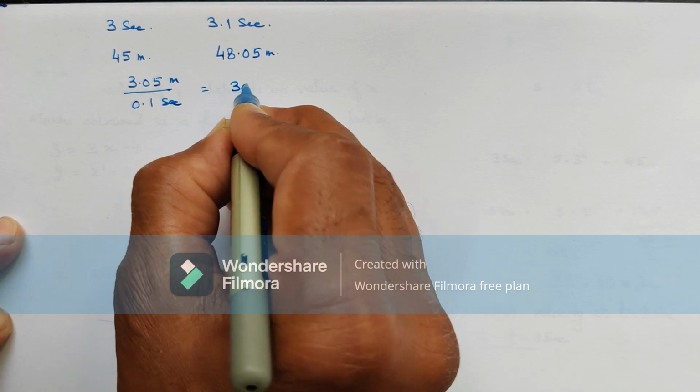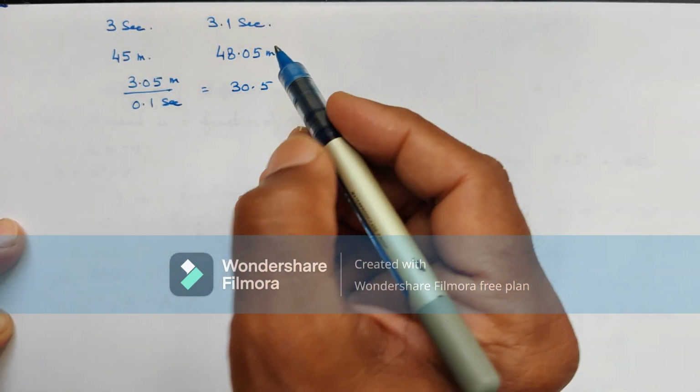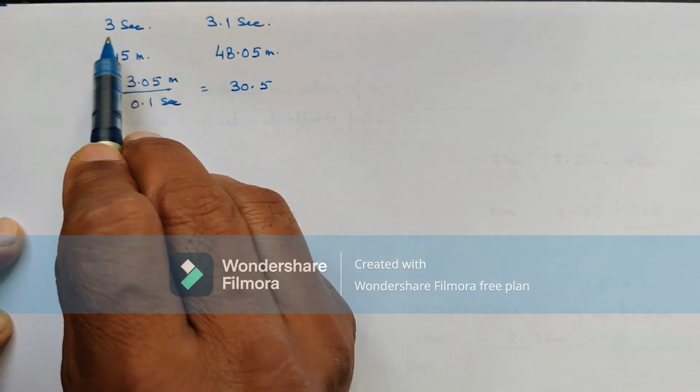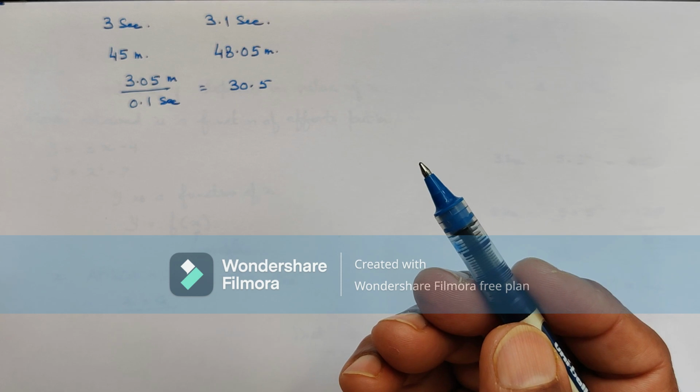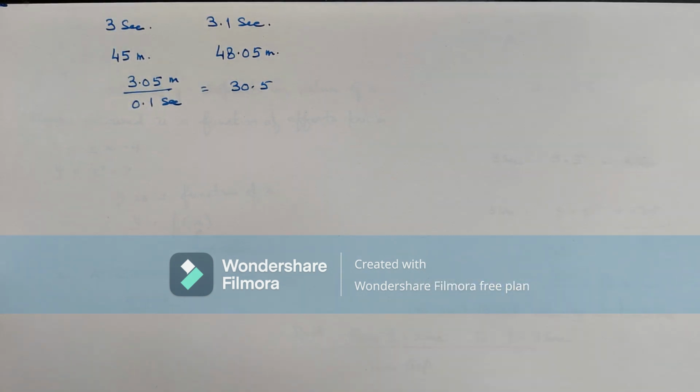So this works out to 30.5. This again is the average velocity from 3 seconds to 3.1 seconds. It's not the instantaneous velocity. How do I find out the instantaneous velocity at 3 seconds? Is it even defined?